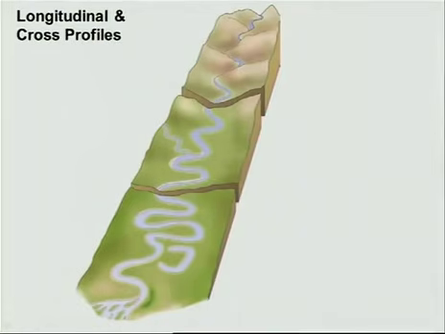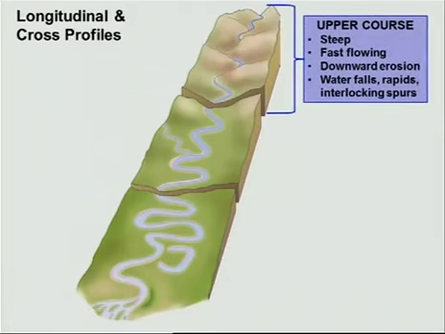Now, what happened now, people? We showed you a video clip of longitudinal and cross profiles. Let's just see what they said. What was this video clip all about? It had to do with the three parts: the upper course, the middle course, and the lower course. Now let's have a look at this. The first thing is the upper course, right? The upper course is steep. It's fast flowing, downward erosion, and there we usually get our waterfalls, rapids, and interlocking spurs. Now what I'm doing now, people, I'm just summarizing what was said in the video clip.